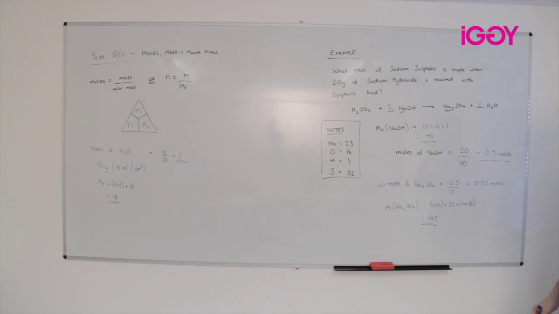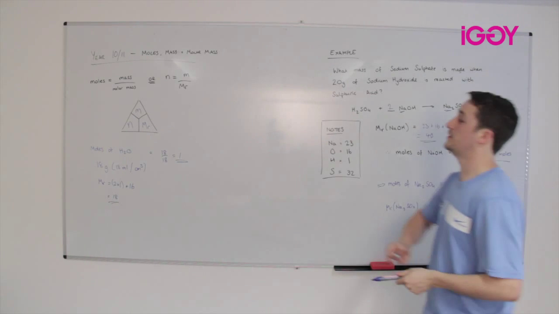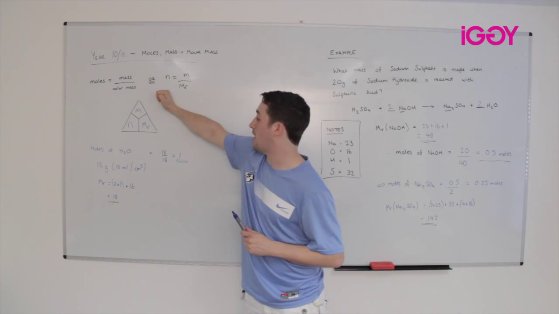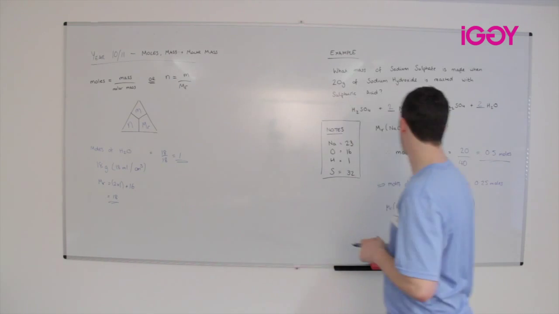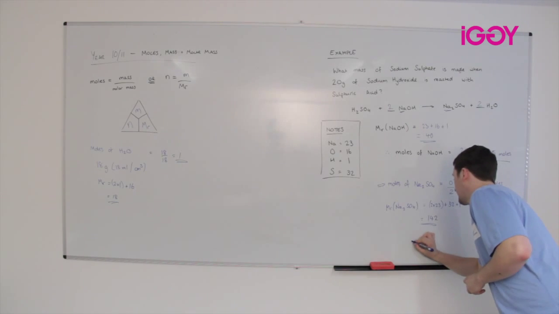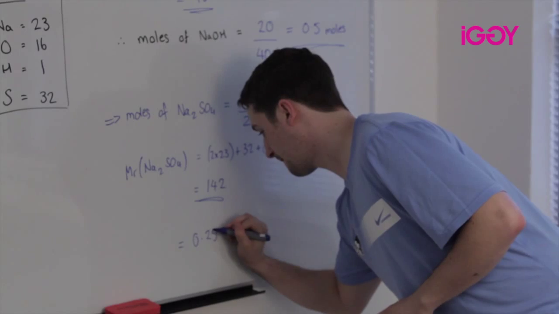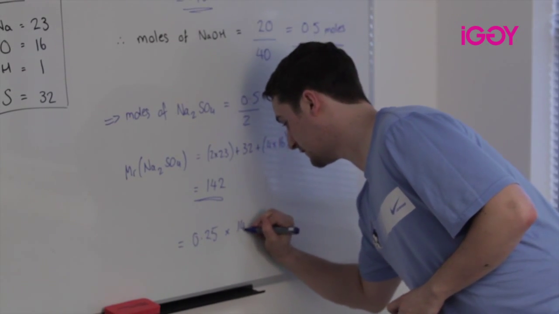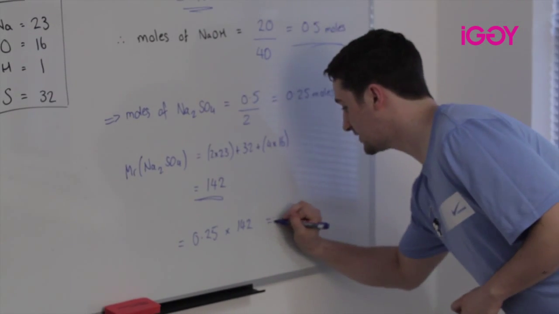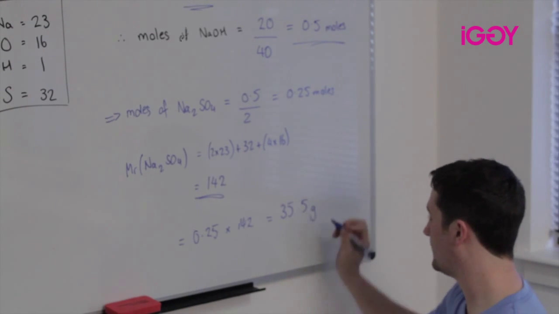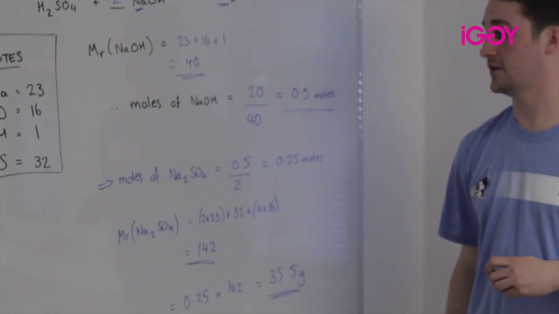Now we can calculate the mass very easily. We can just look at our triangle. We need mass, which is n times Mr, moles times the molar mass. So that equals 0.25 times 142, which should give us 35.5 grams of sodium sulfate.